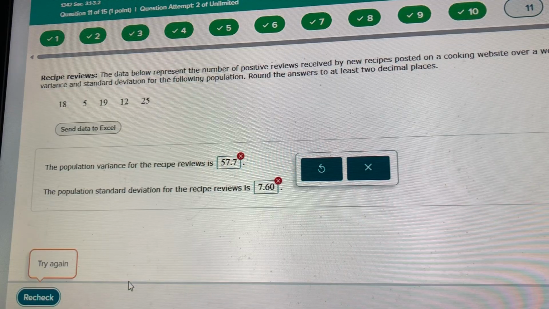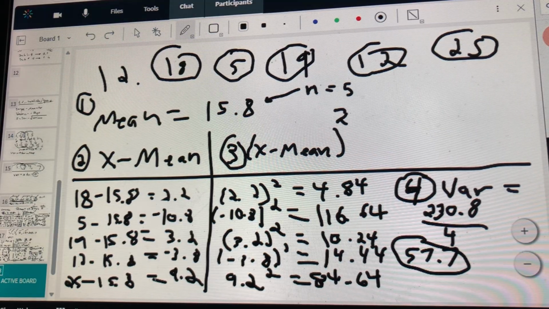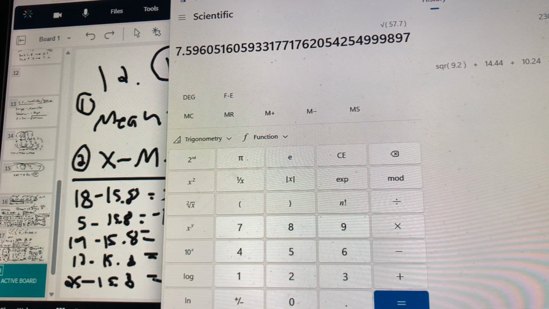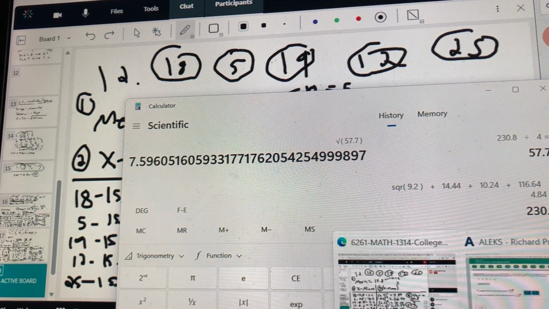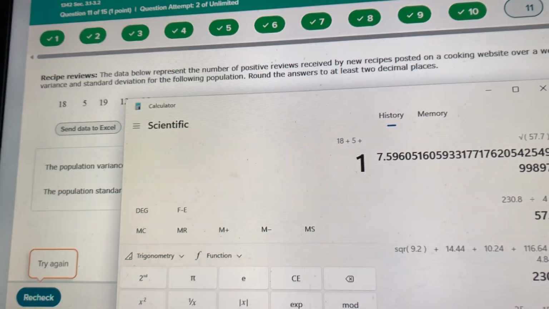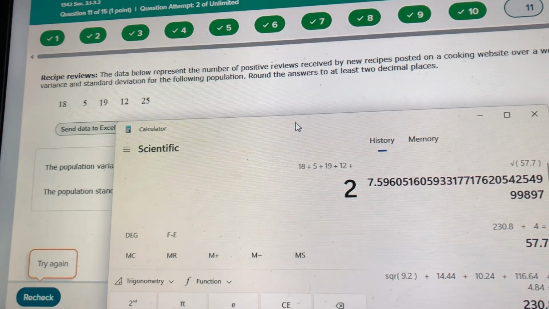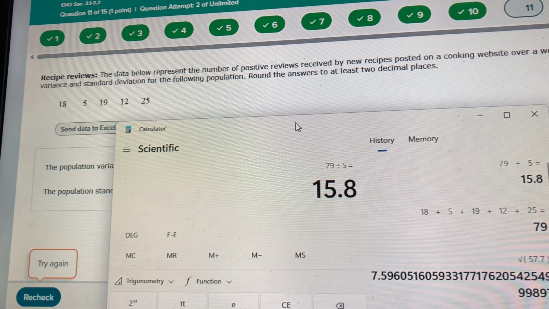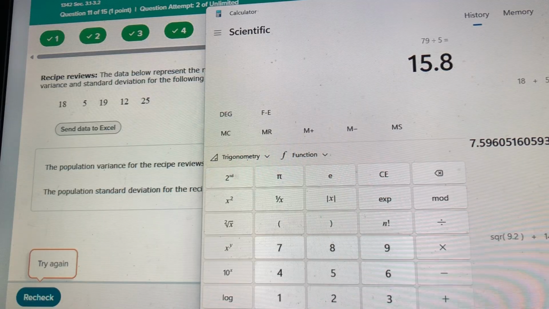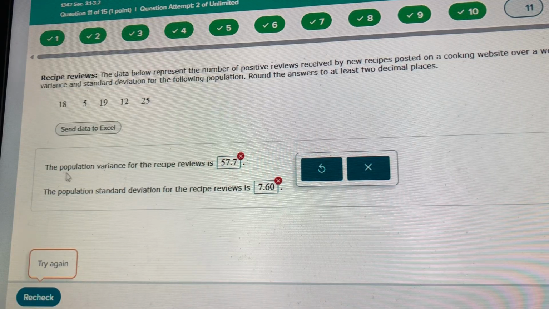Okay, so I must have made one little error in here somewhere. Okay, so the mean, let me make sure I wrote the numbers down right, was 18 plus 5 plus 19 plus 12 and 25, and definitely divide by 5. 15.8, so I did the mean right. And let me make sure, maybe they said population. That's maybe what I did wrong. Oh, yeah, they did switch to population. Okay, I didn't notice that.